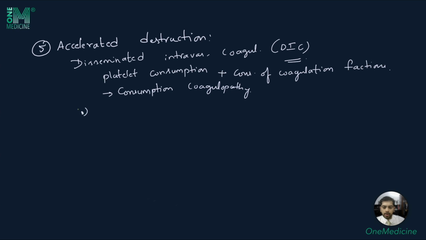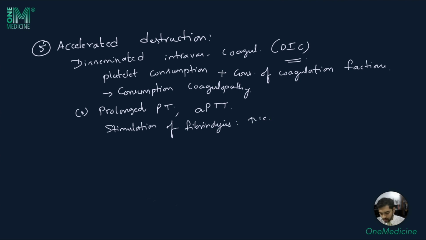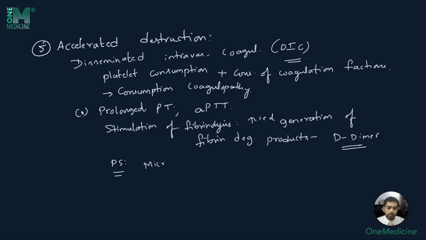Features classically seen in disseminated intravascular coagulation include prolonged prothrombin time, prolonged PT, prolonged APTT or activated partial thromboplastin time. There is stimulation of fibrinolysis, which results in increased generation of fibrin degradation products. One such example is D-dimer. Other features include a peripheral smear which shows microangiopathic hemolysis with classical schistocytes, or also known as helmet cells or helmet RBCs seen in peripheral smear.